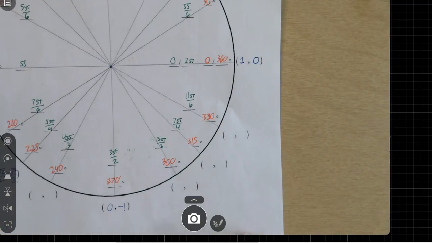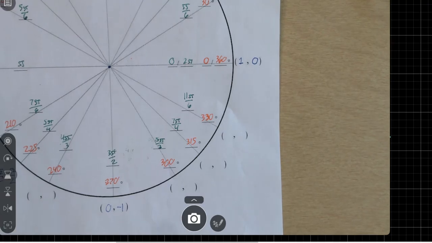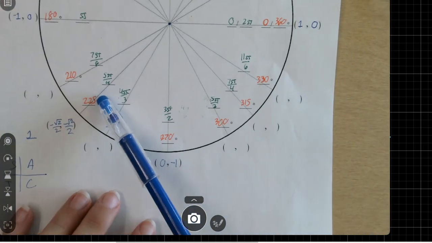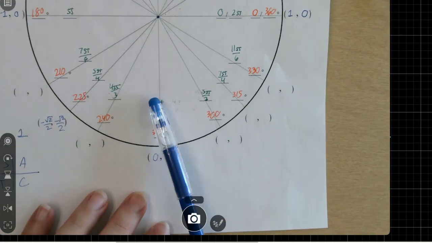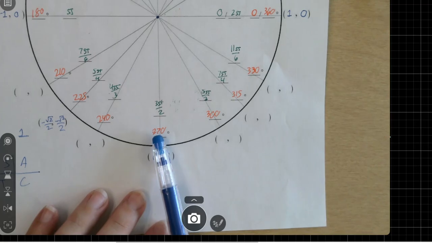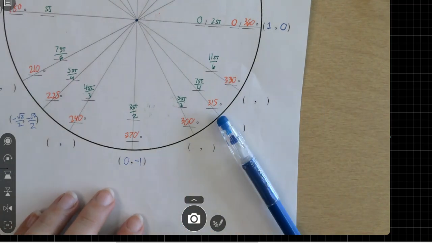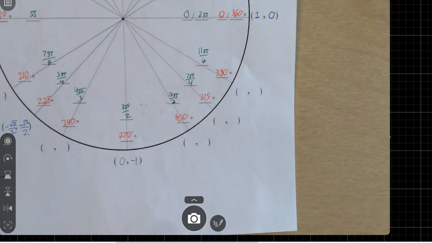Okay, scooching over. What angle should I be at now, Yale? So I'm going to go another 45. I would go here. And if I want to go another 45 degrees, where would I be? Yeah, 315. What would my coordinate be here?